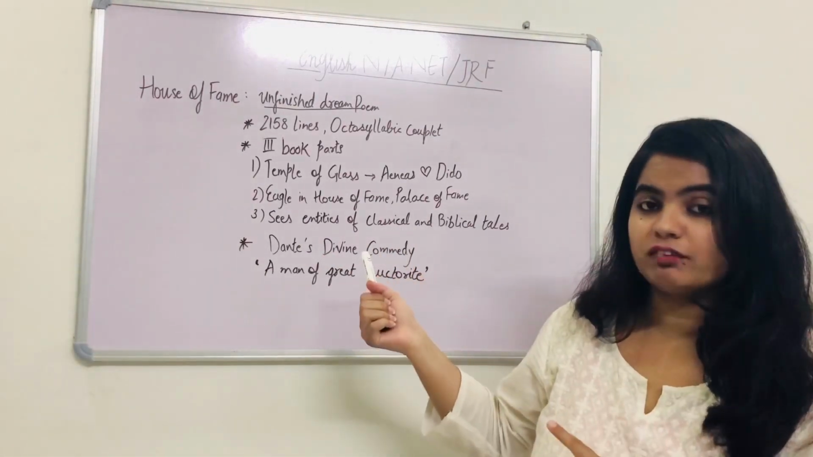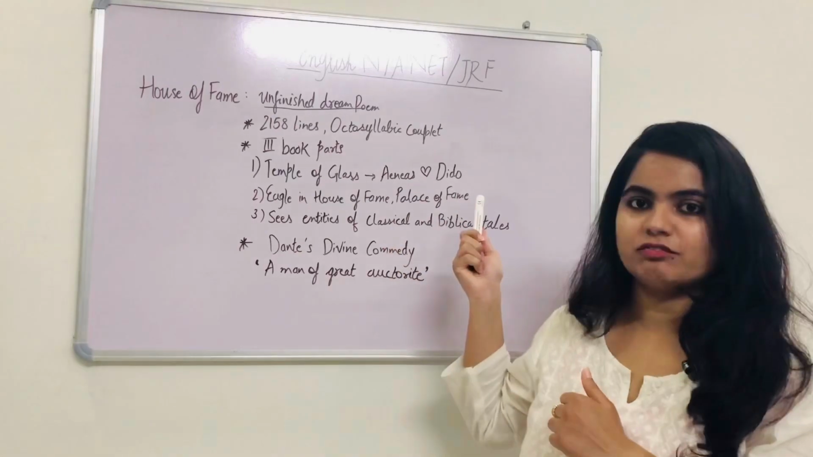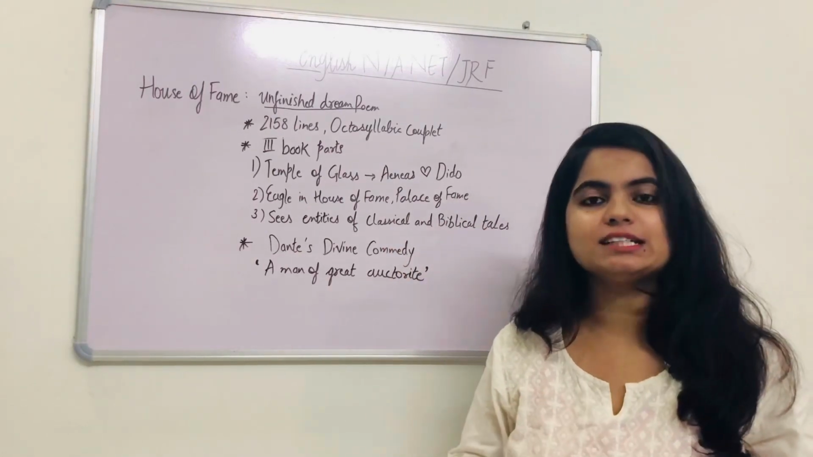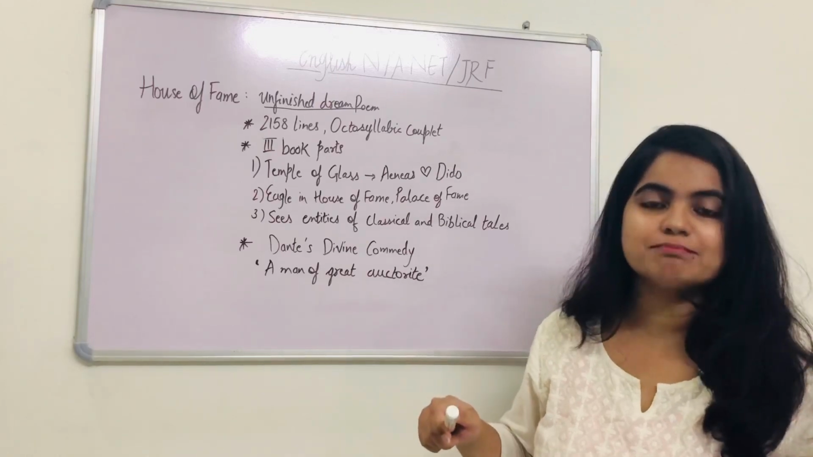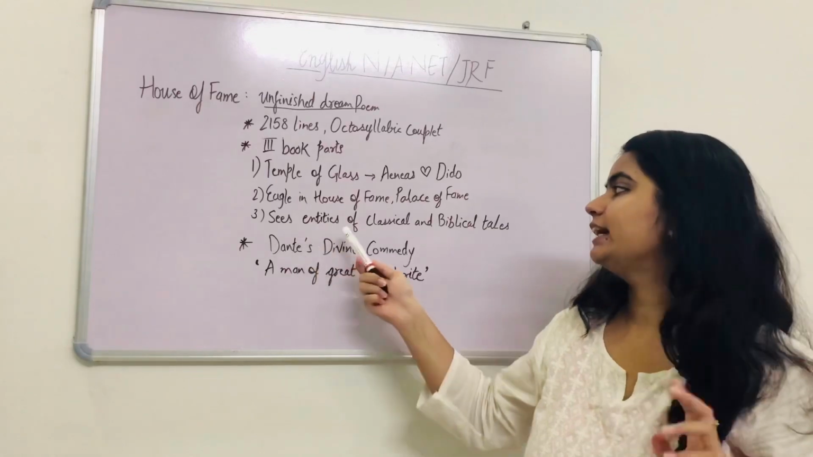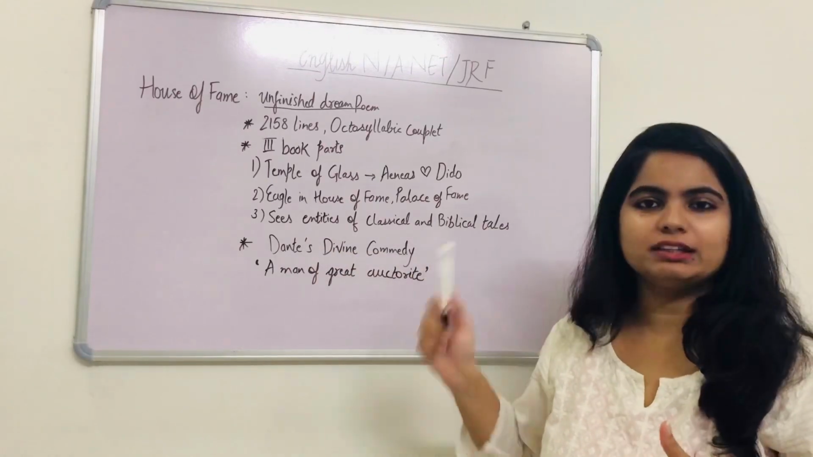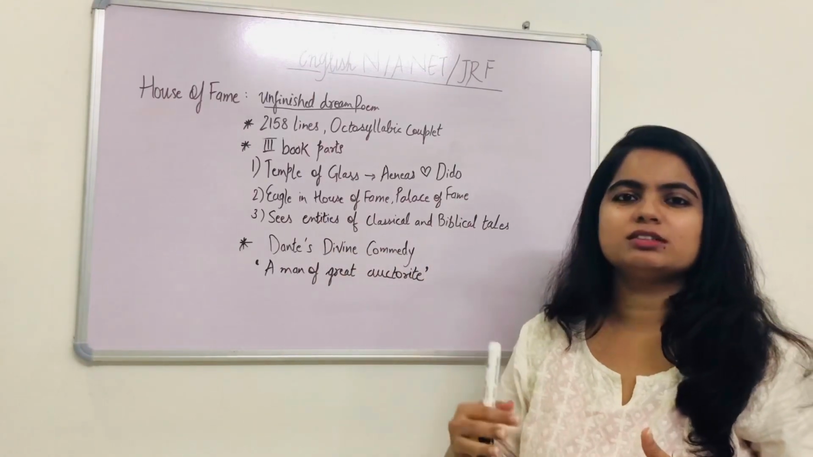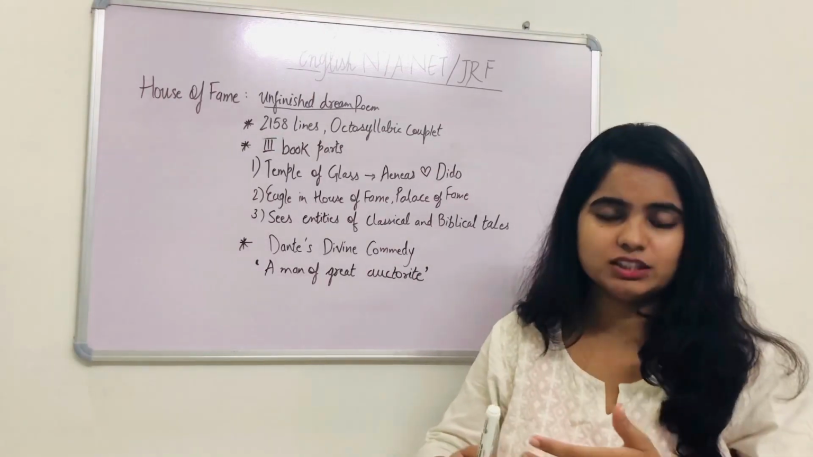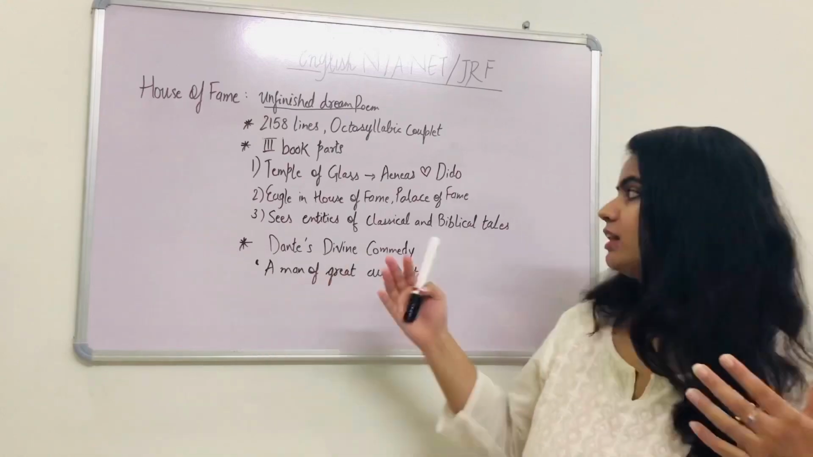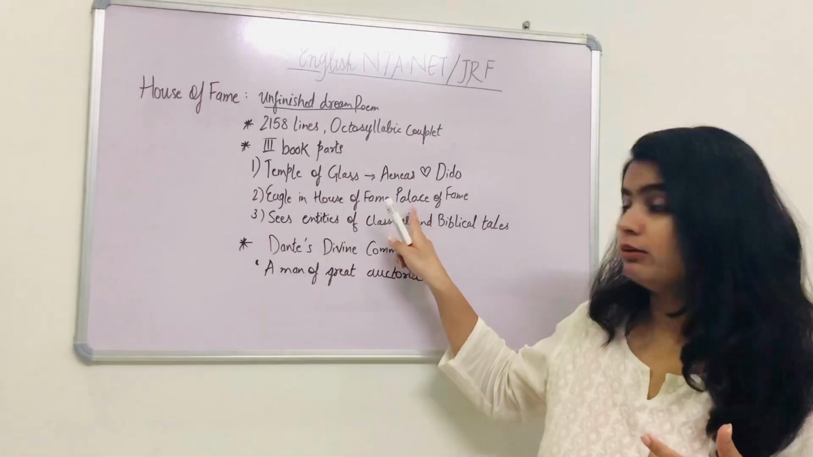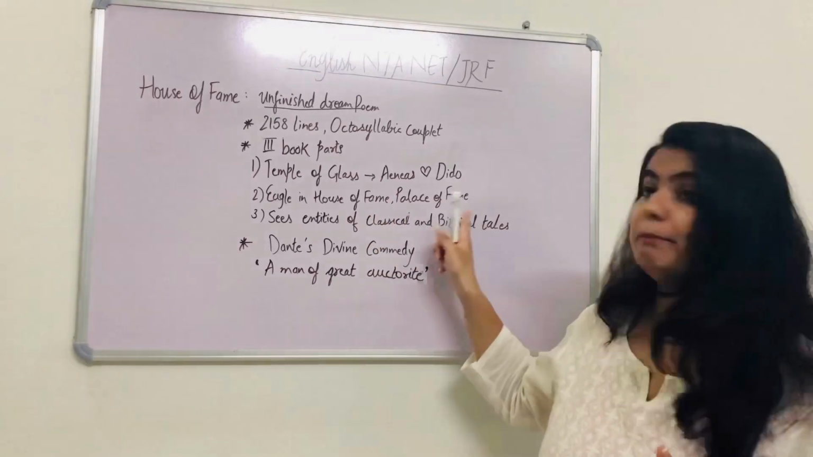First place is House of Fame and second place is Palace of Fame, right? So he watches different identities, different entities of gods from classical and biblical tales, which I have written over here. I mean, whatever persons had come in biblical stories or in the classical stories. So he watches everyone in the Palace of Fame. So first place is House of Fame and second place is Palace of Fame.